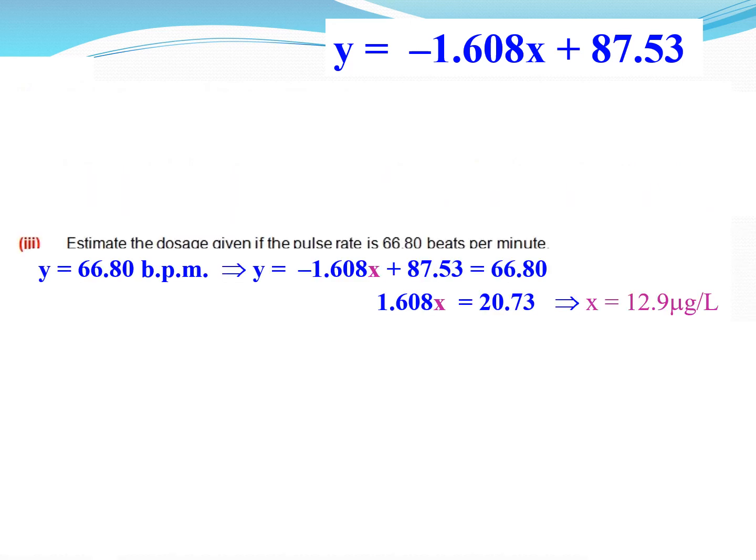Estimate the dosage given if the pulse rate is 66.8 beats per minute. So this time the Y value is 66.8, substituting in for Y. So Y equals minus 1.6x plus 87.53, and that's equal to 66.8. So solving that equation, we get 1.608x equals 20.73. Divide both sides by 1.608, so x equals 12.9 micrograms of medication per litre.